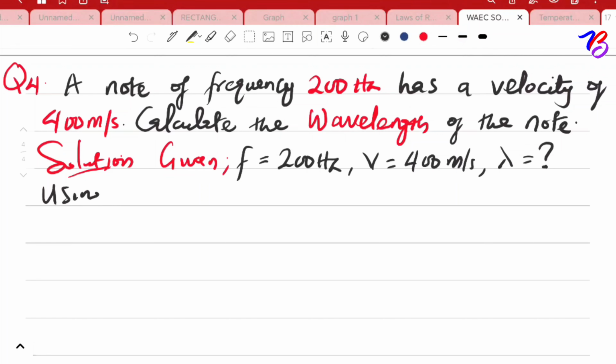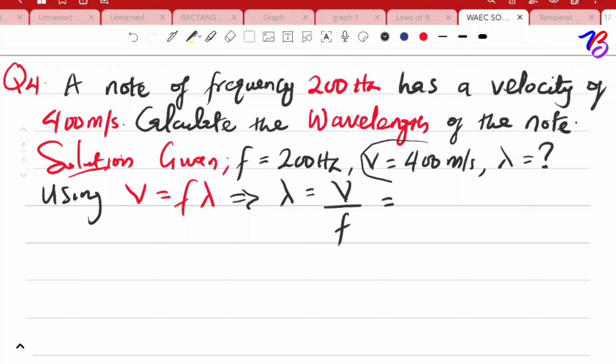Solution now, as we continue using the formula, V is equal to F lambda. Are you here? Then lambda will equal V over F if you divide through by F. I hope you are following. So let's substitute this now. Our V is 400, so 400 divided by our F, which is 200, so that you now have 4 by 2 will give you 2. So our final answer becomes 2 meters. Are you here? 2 meters becomes our final answer.